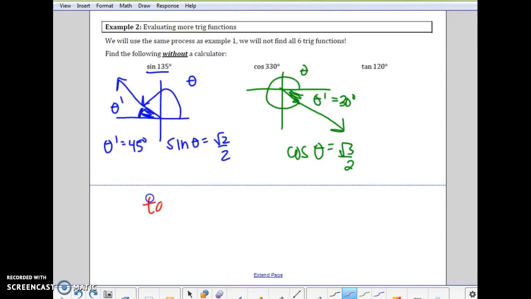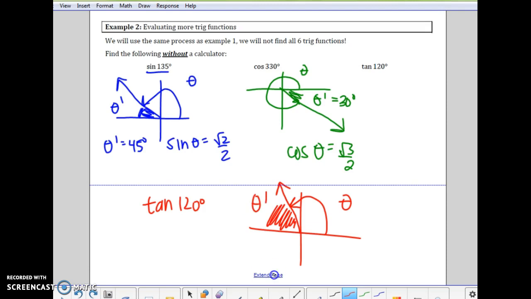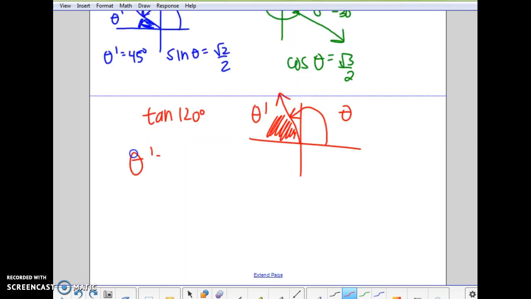The last one I might need a little bit more room. So this is tangent of 120 degrees. Go ahead and sketch that out. 120 should put you right here. So this is your theta. Theta prime, your reference angle. So theta prime this time is 60 degrees. So we're doing tangent of 60 is what we're really thinking of, which is radical 3. All students, the only one that's positive is sine, so I need to make sure they say negative radical 3.